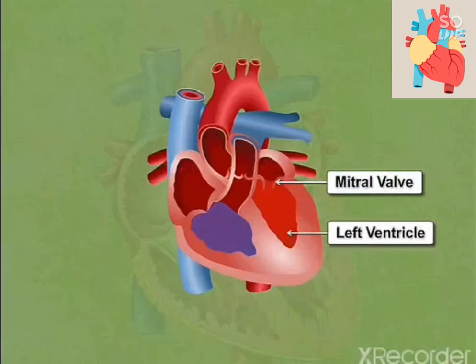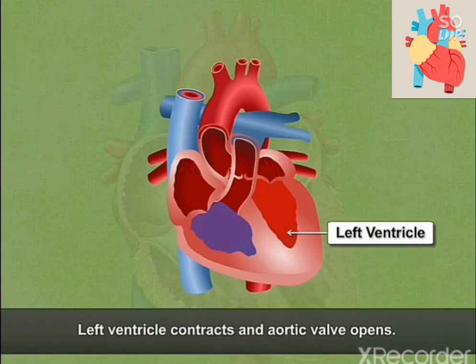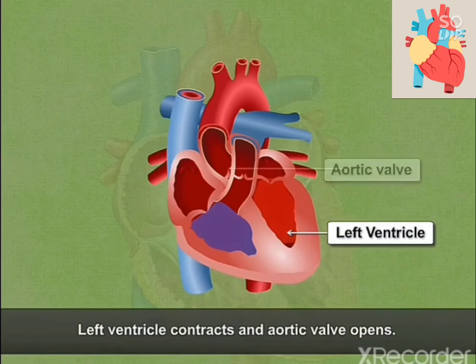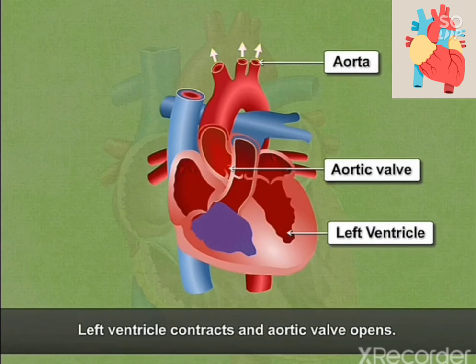When the left ventricle is filled with blood, the mitral valve closes. Now left ventricle contracts and aortic valve or semilunar valves open. The oxygenated blood is pumped into the aorta, which distributes oxygenated blood to the rest of the body.